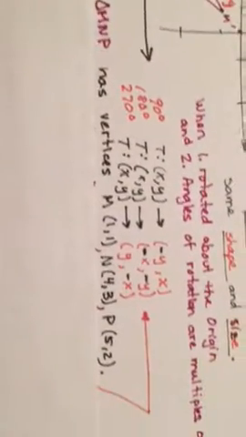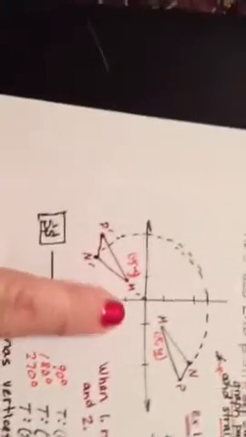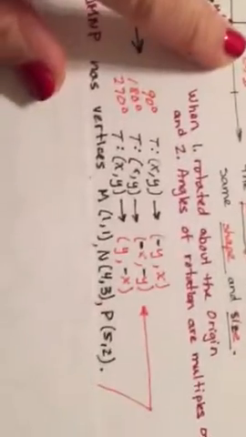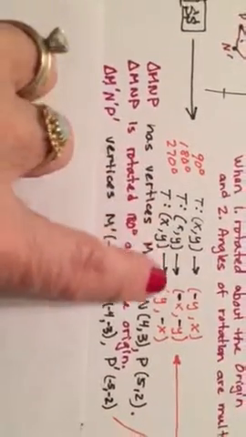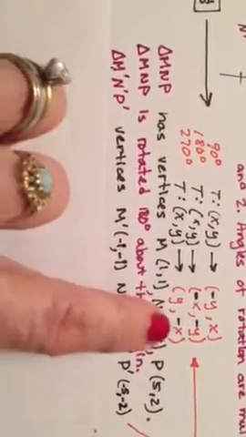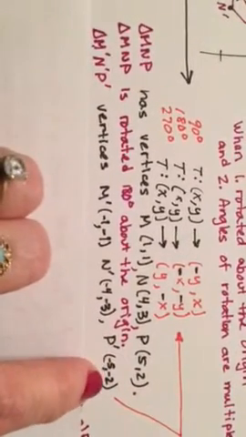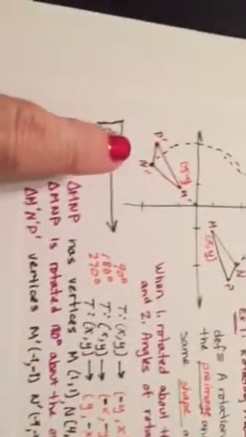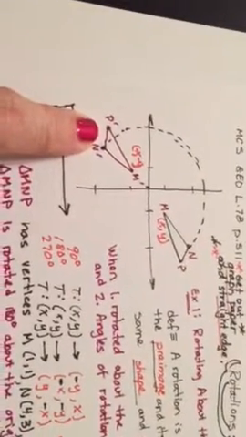Triangle MNP has these vertices of M (1, 1), N (4, 3), and P (5, 2) plotted up here. And it's rotated 180 degrees about the origin. Therefore, we are going to apply this rule right here and take our (1, 1) and make (-1, -1). Take our (4, 3) and make (-4, -3). Take our (5, 2) and make (-5, -2). And over here in the pink, we have the rotated image, 180 degrees.